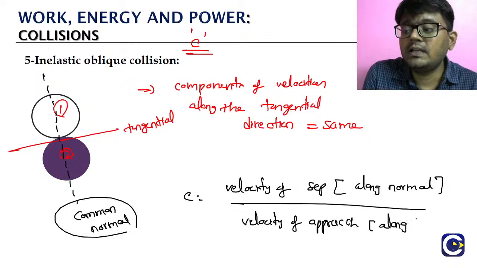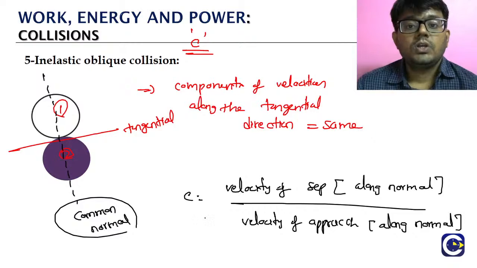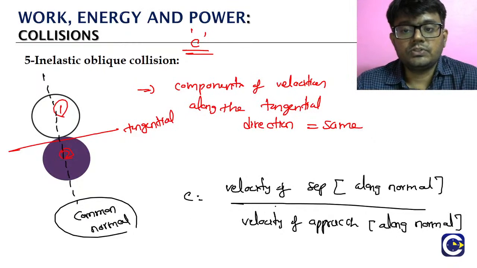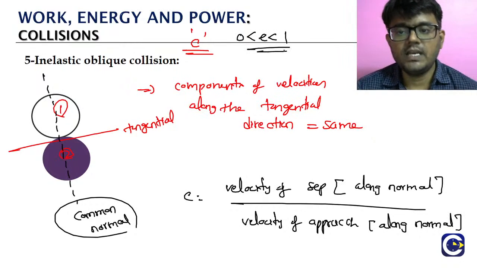In the direction along the normal. So only the normal components we take, and we will be able to use this coefficient of restitution. Okay, here, what will be the range of this E value? It will be between 0 to 1. What will be the range of the E value? It will be between 0 to 1.